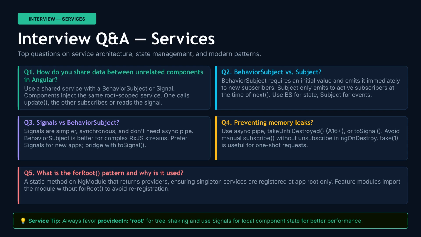For service-related questions, focus on separation of concerns and state management. Explain that shared state is typically managed via a singleton service using BehaviorSubject or signals. Mention providedIn root enables tree shaking, and the forRoot pattern avoids service duplication in lazy loading.